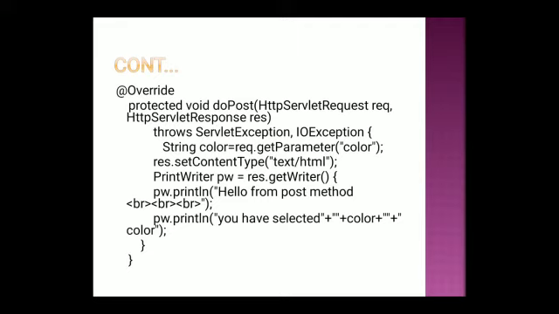The protected void doPost is similar: we have created one request and one response, which may throw similar types of exceptions, that is, ServletException and IOException. Again we are accepting the parameter color using the getParameter method, setting the content type, the response type, creating the PrintWriter again, and we are just printing. So it is almost the same. The thing we mainly need to concentrate on is get and post, the similar types.